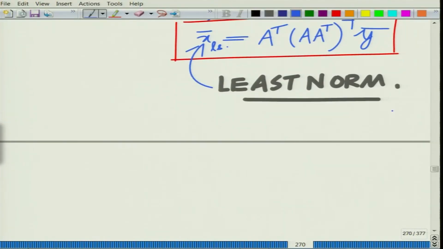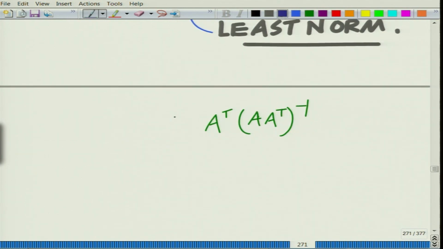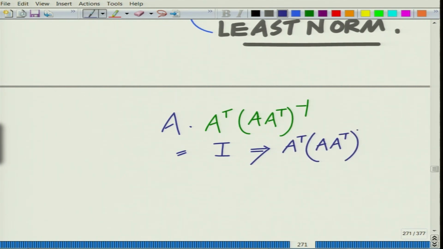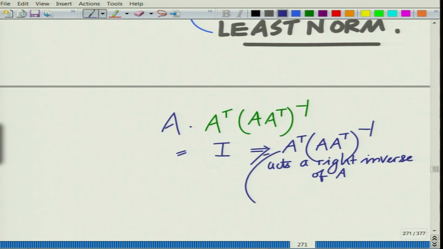Once again, you can see the interesting property, which is if you look at this matrix, A transpose inverse, then if you multiply this on the right with A, this is equal to A transpose into A transpose inverse, is equal to identity, which means A transpose inverse acts as a right inverse of A, and this is termed as the pseudo inverse.